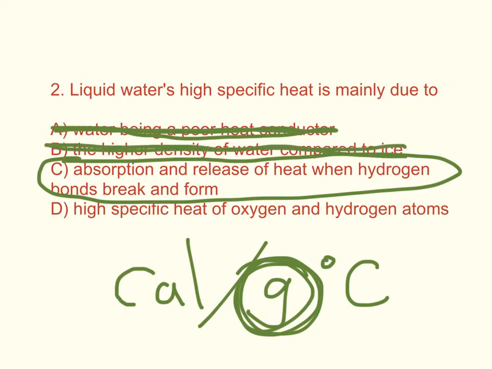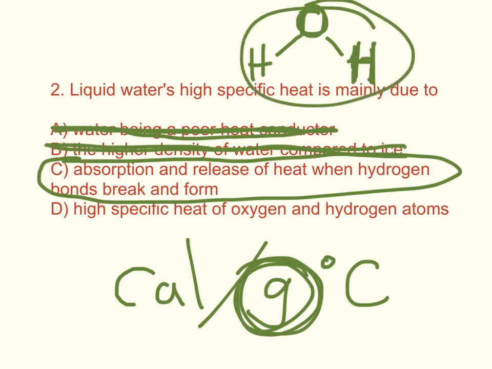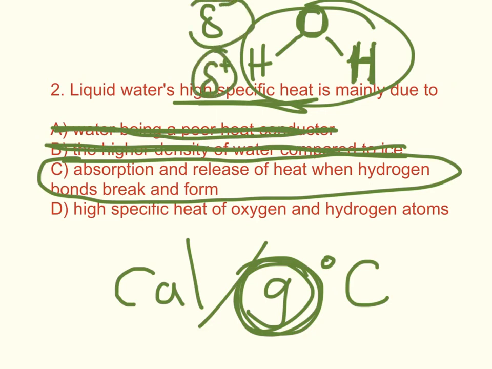Now let's look at D. High specific heat of oxygen and hydrogen atoms. Now, although the individual atoms of a molecule do have an impact on the specific heat of the molecule, in water's case, it's mainly because of the dipole that's formed when these three atoms are put together that's the cause of the high specific heat, because this allows for the hydrogen bonding that occurs. And as we covered before, the hydrogen bonding is what essentially accounts for many of water's emergent properties.